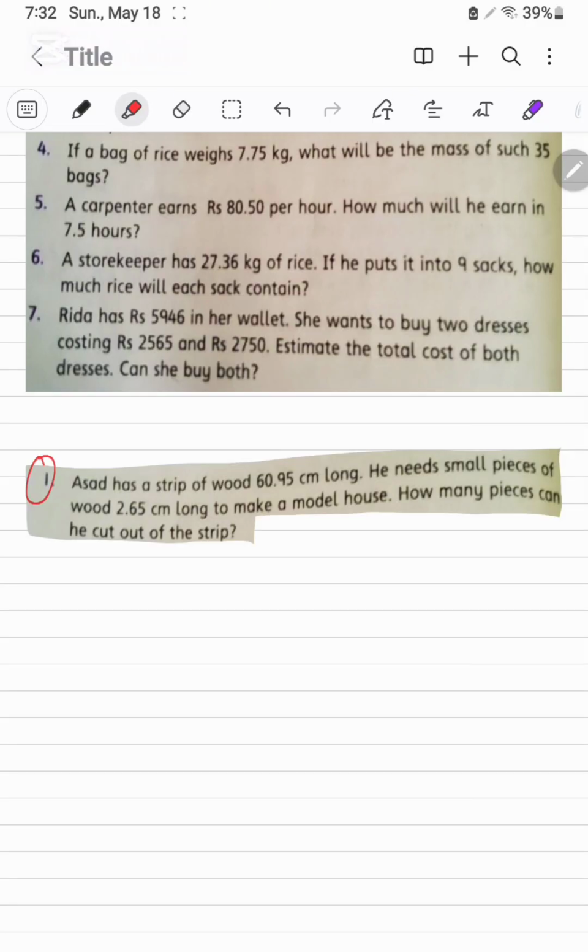Asad has a stripe of wood 69.5 centimeter long. He needs small pieces of wood 2.65 long to make a model house. How many pieces can be cut off the stripe?